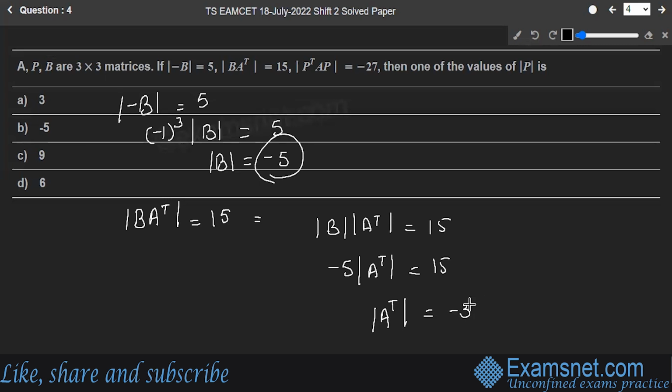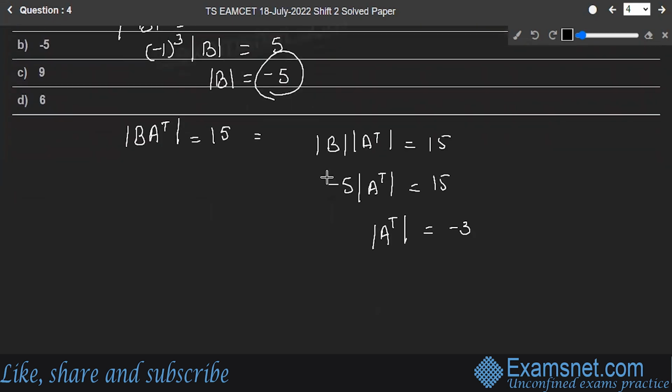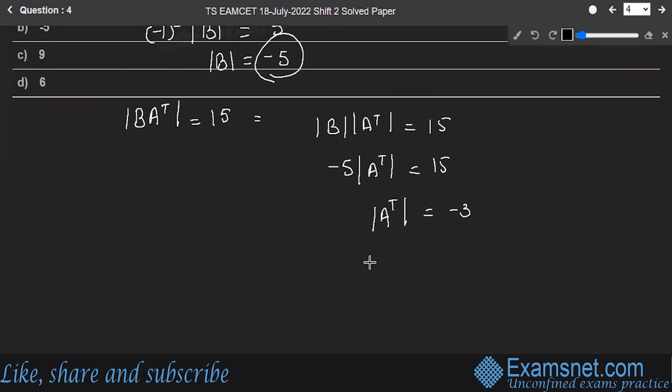Okay. One thing more, A matrix transpose, you know one thing, this determinant is actually equal to the determinant of A. So I can write this also over here. Determinant of A is equal to minus 3. Now let's go with the last one.